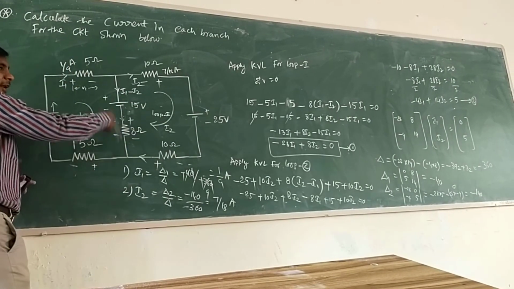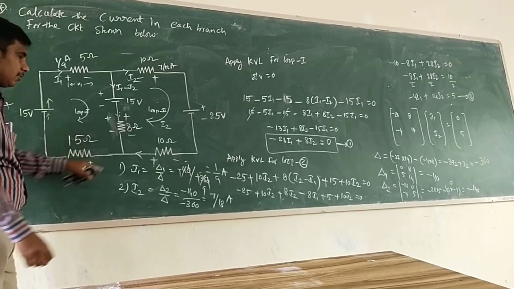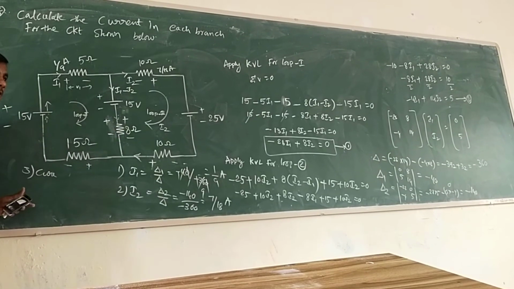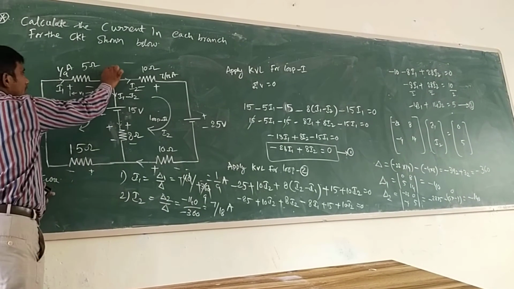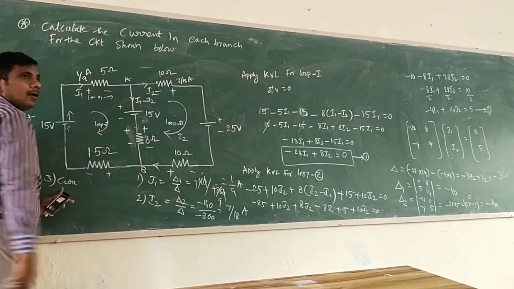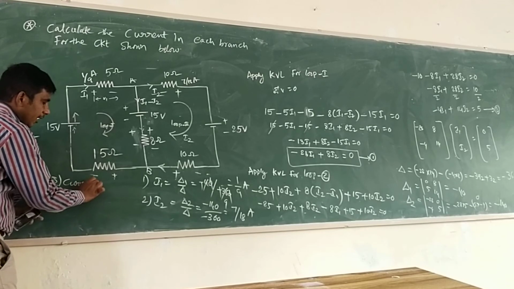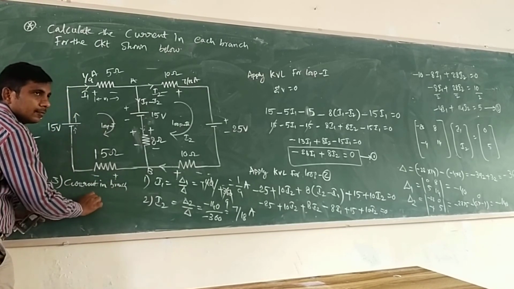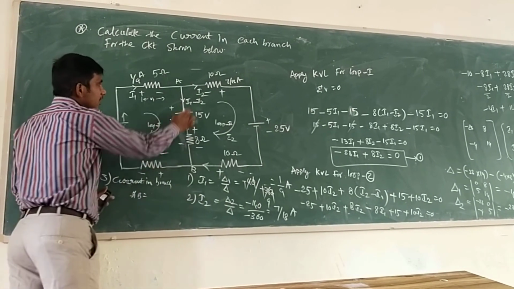Now the common branch. The common branch is this one. Current in the 8 ohm resistance branch. Assume that it is branch AB. Current in branch AB, the 8 ohm branch, is I1 minus I2.